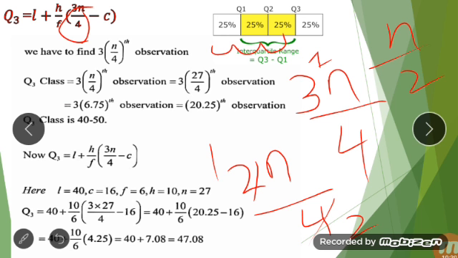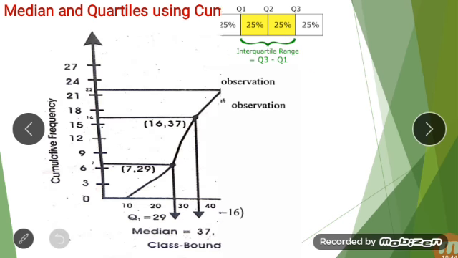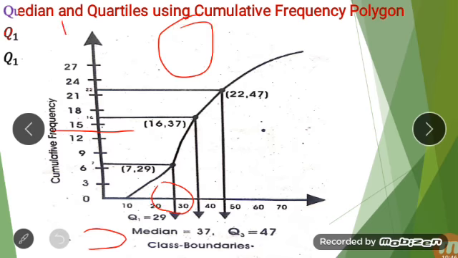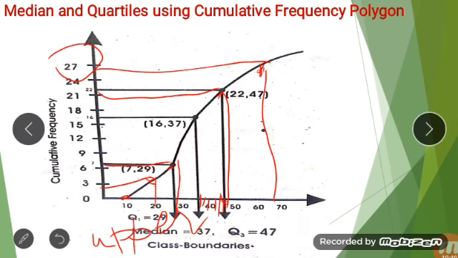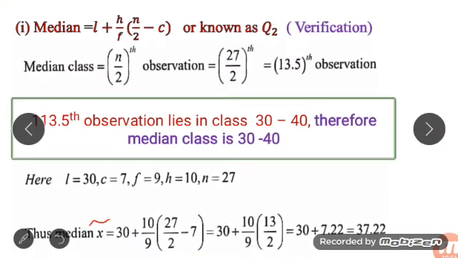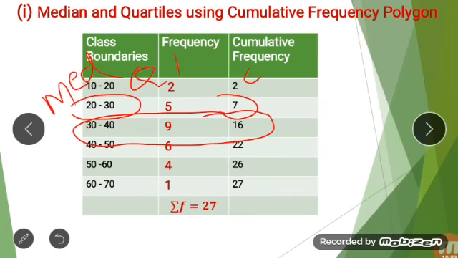So Q3 contains 3n divided by 4 part of the observations, so we will get the 20.25th observation. Now we are going to see which class the 20.25th observation lies in. We can check it through the cumulative frequency here. Till this class we have 16, and till the next class we have 22. So the 20th observation of course lies in this class, which is 40 to 50. So this will be our Q3.